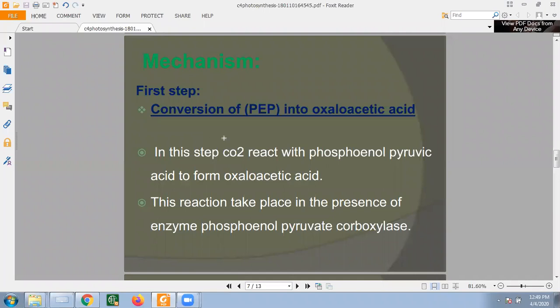First step, conversion of PEP into oxaloacetic acid. In this step, CO2 reacts with phosphoenol pyruvic acid, PEP, to form oxaloacetic acid. This reaction takes place in the presence of the enzyme phosphoenol pyruvate carboxylase.